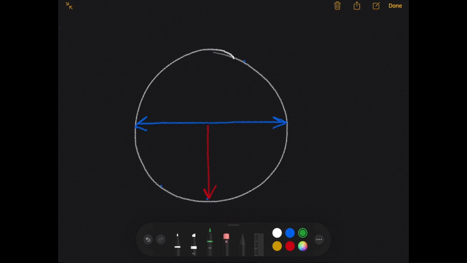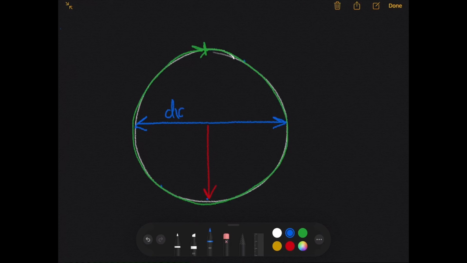The final measurement that we might want to take of a circle is the circumference. And the circumference is how long this edge around the outside is. So it's the distance around a circle. I like to remember it as the perimeter of a circle.